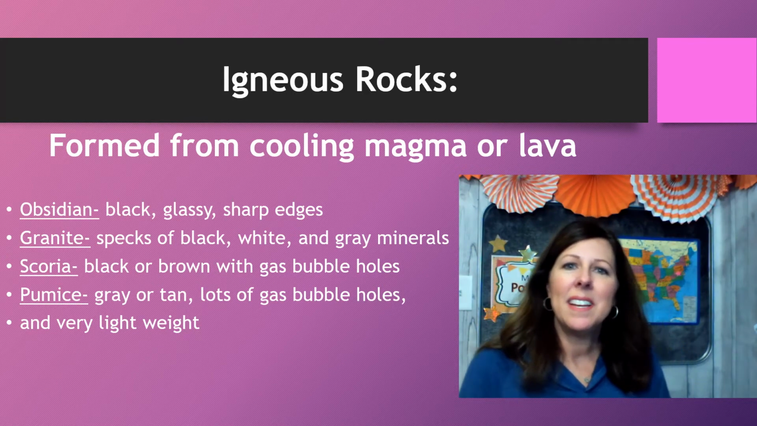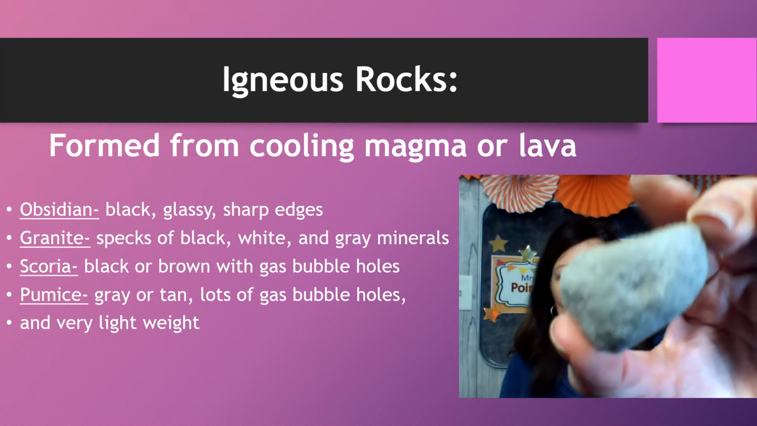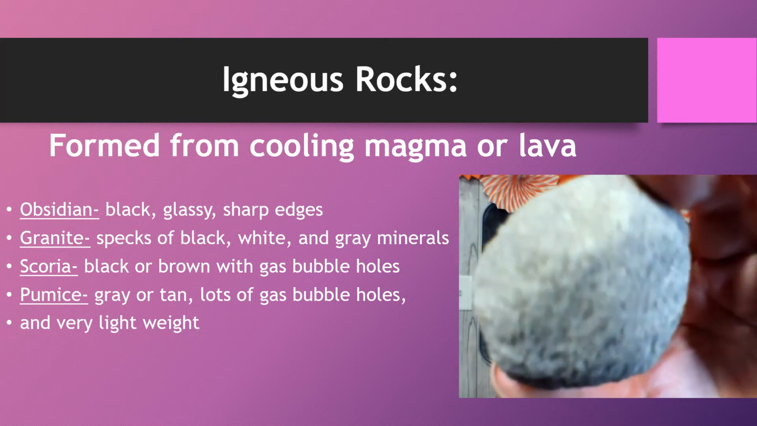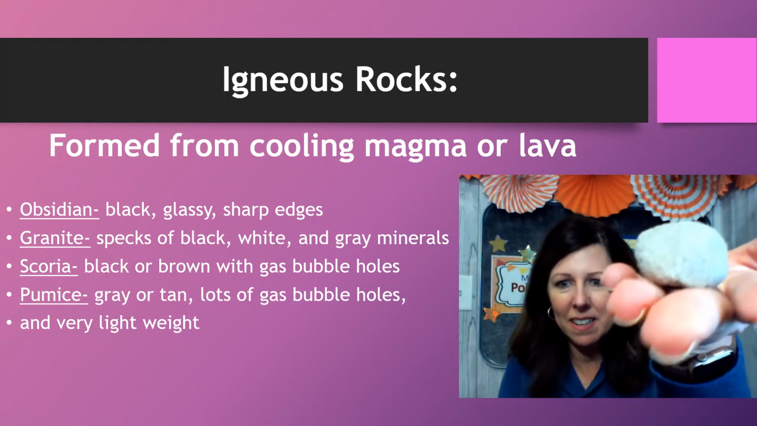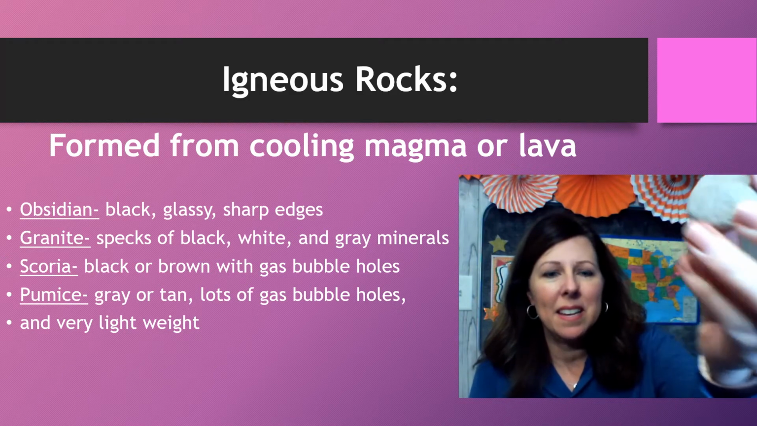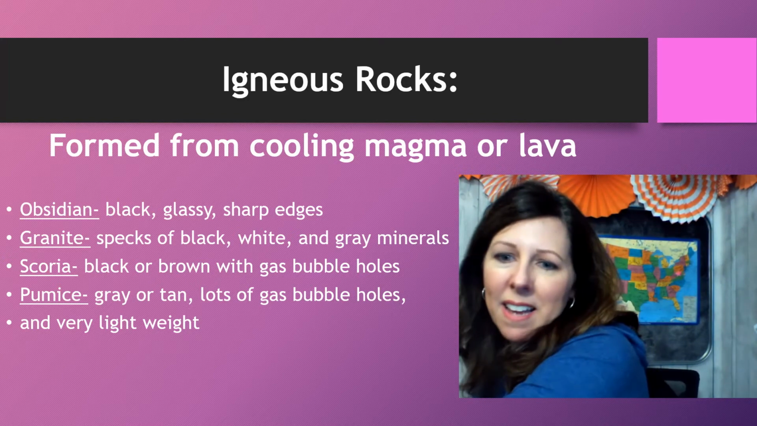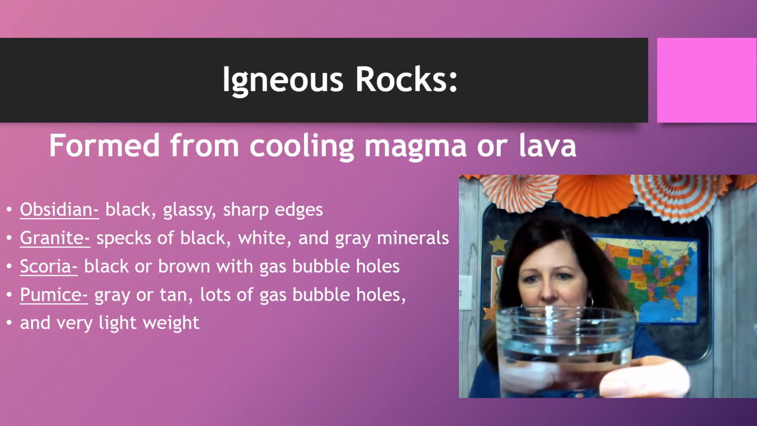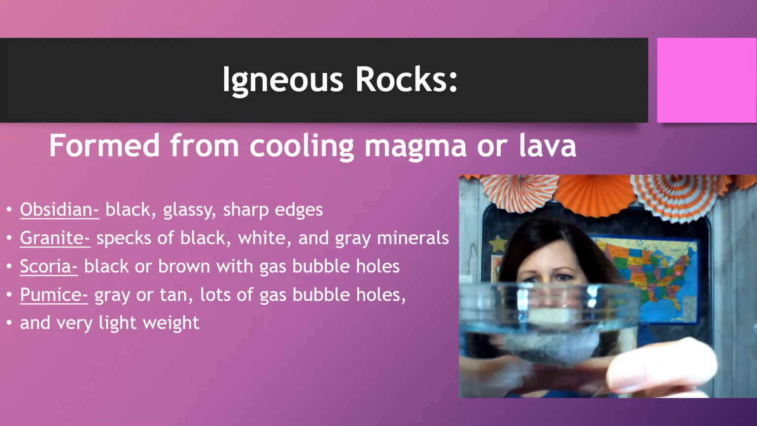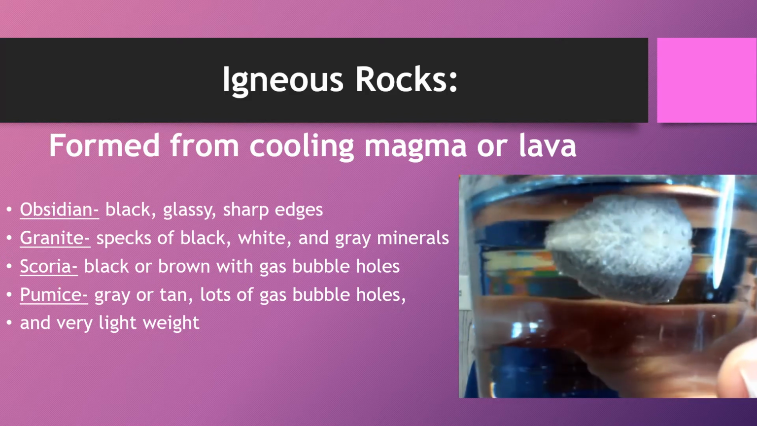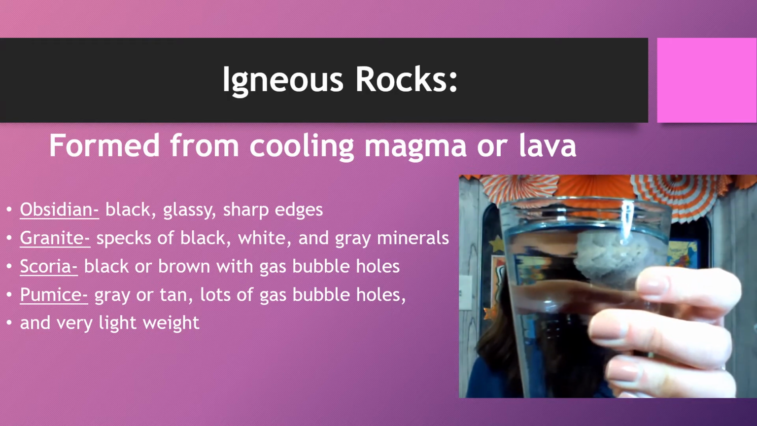And the last igneous rock that we will look at today is called pumice. There are lots of little tiny air holes, and this is such a light rock, it almost feels like a cotton ball. It comes in gray or tan, and something cool about this rock, I've got a glass of water here, and this is the only rock that will float. If you can see that, this rock is floating. That's because of all the trapped air that is inside of that rock.